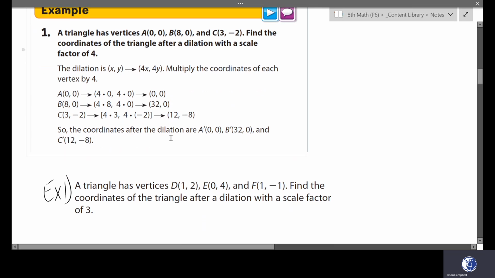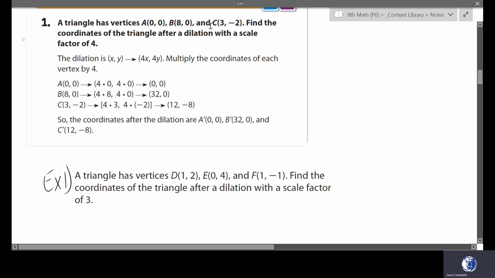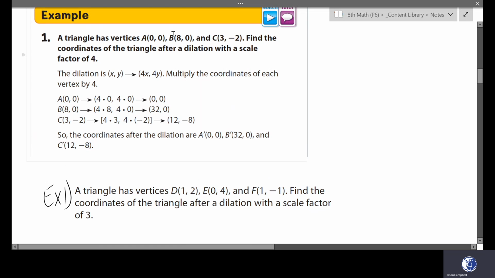In example 1, it says a triangle has vertices at these coordinates. Find the coordinates of the triangle after a dilation with a scale factor of 4. So all they did was multiply each coordinate by 4. 4 times 8, 4 times 0 gave us the new coordinate. In point C, 3, negative 2, we did 4 times 3 and 4 times negative 2 to get our new coordinate of 12, negative 8. So the coordinates after dilation are listed here. So they were able to find the new coordinates without any graphing at all.